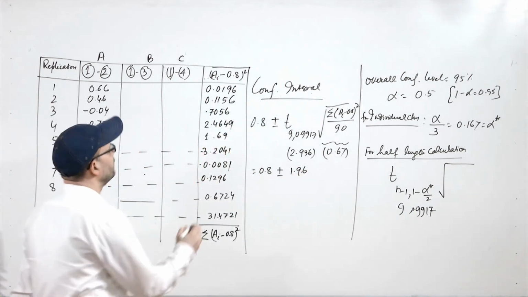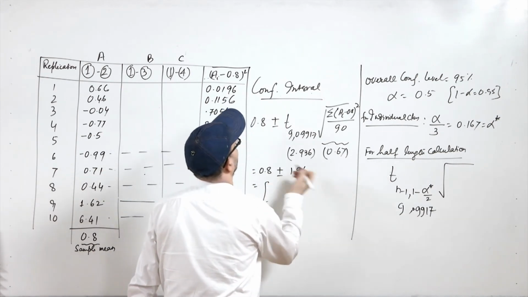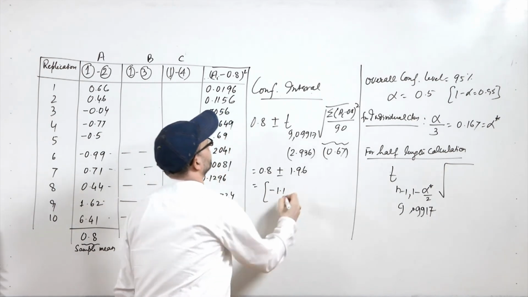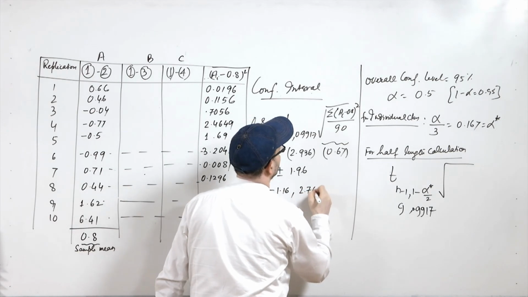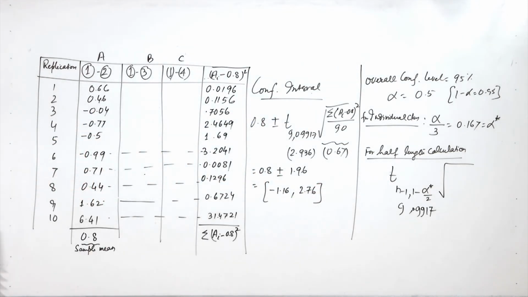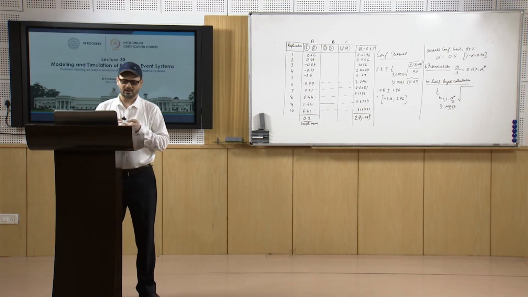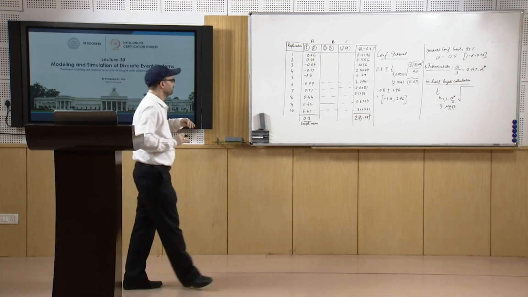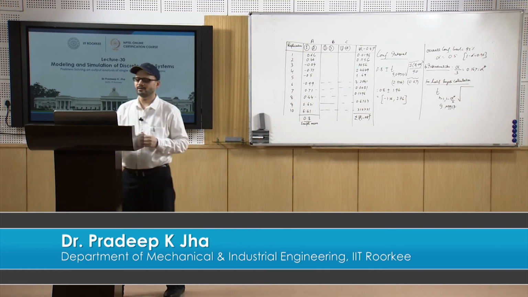So, if you take it, it will be minus 1.16 on the lower end, and once you add it, it will be 2.76. So, basically what we see is that this interval contains 0. So, you can say that they are comparable, their mus are comparable.